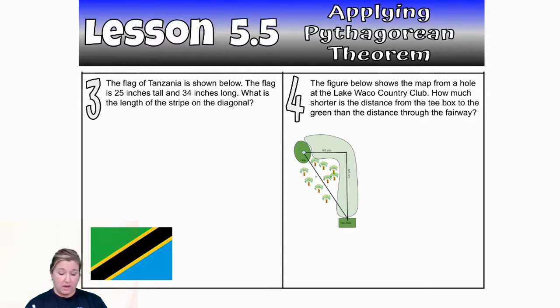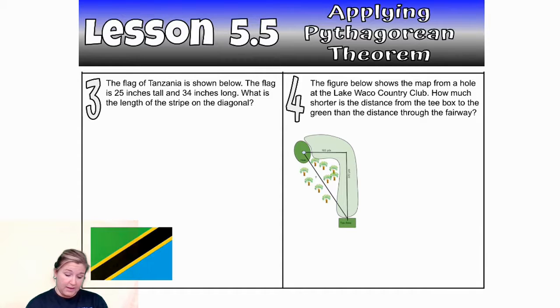Okay, so I know that on my screen you see a colored flag, but yours is just black and white. But this is the flag of Tanzania, and the flag, if it's 25 inches tall and 34 inches long, what's the length of the stripe of the diagonal? So one thing that you may not think about making a right triangle is the diagonal of a square or rectangle, and so it does.